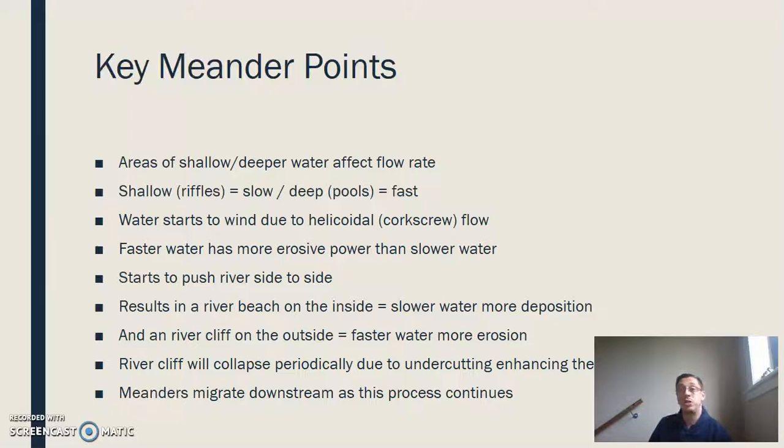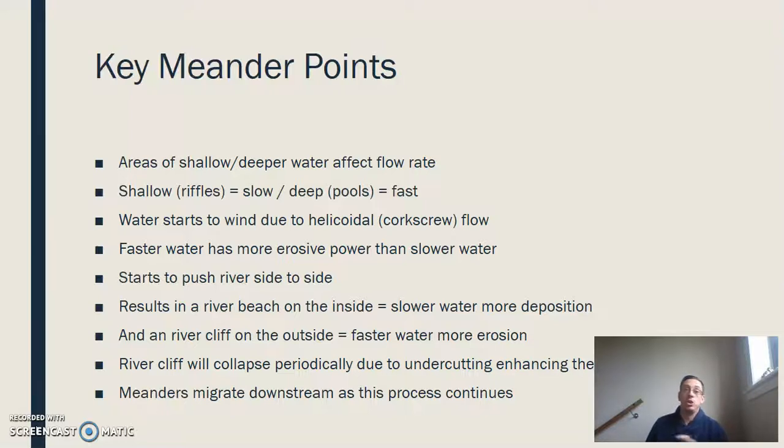On the outside, we start to form a river cliff because the water's very, very powerful and it erodes at that outside bank of the meander. Now, as this happens, the river cliff is going to collapse periodically because it becomes undercut, and that makes the meander even more pronounced. And as this process continues, meanders migrate downstream.